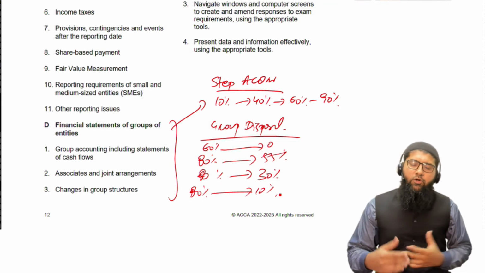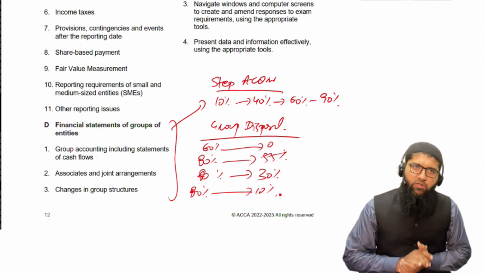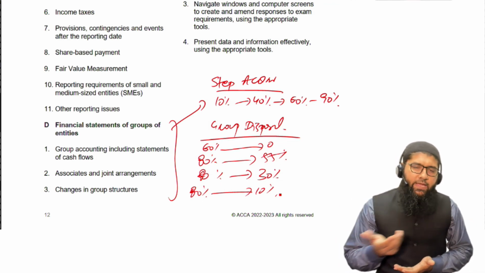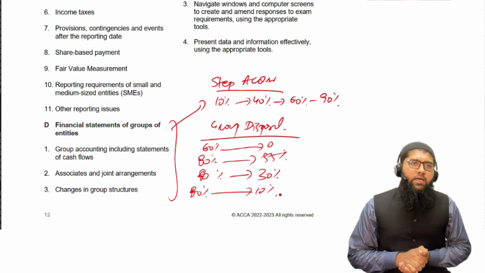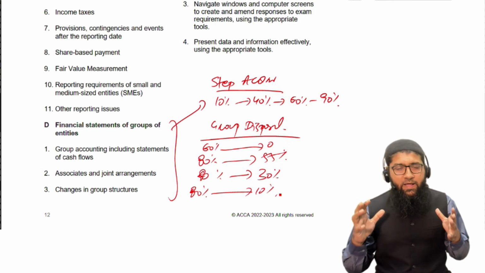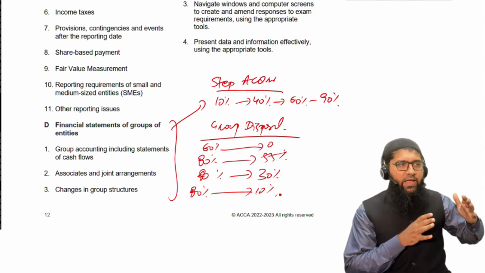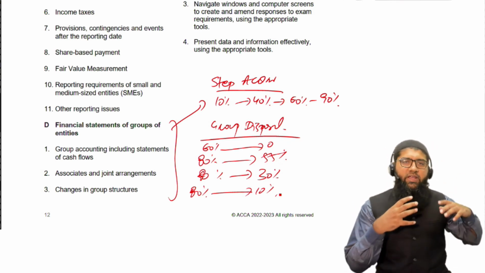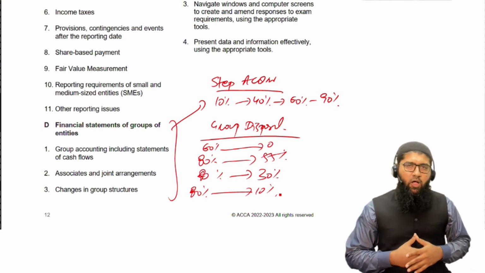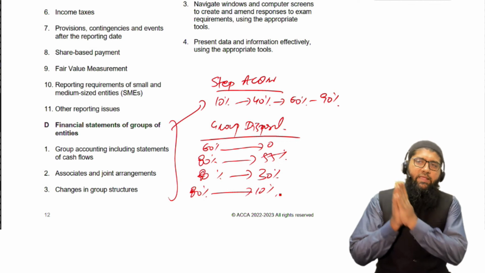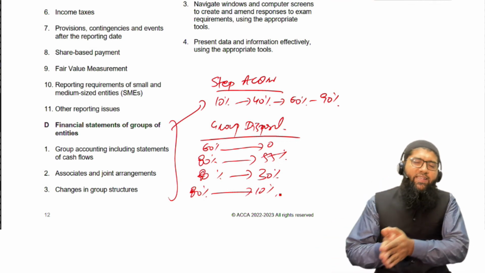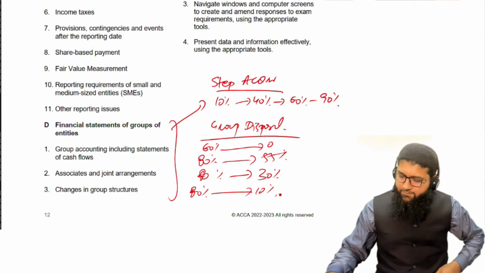So you're going to be discussing the group disposals also. How do we account for the group disposals? How do we prepare financials where a subsidiary has been disposed of, where a shareholding in a subsidiary has been disposed of, where the subsidiary has been converted into an associate, where the subsidiary has been converted into an investment? We're going to be discussing all that.